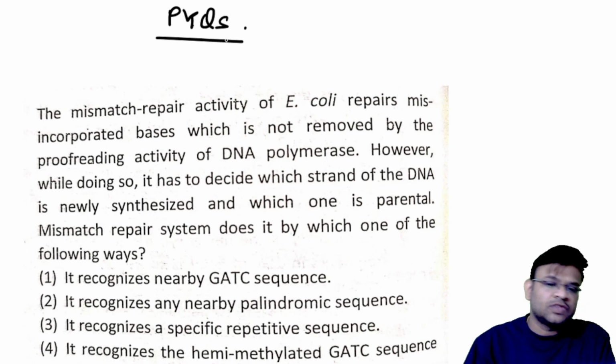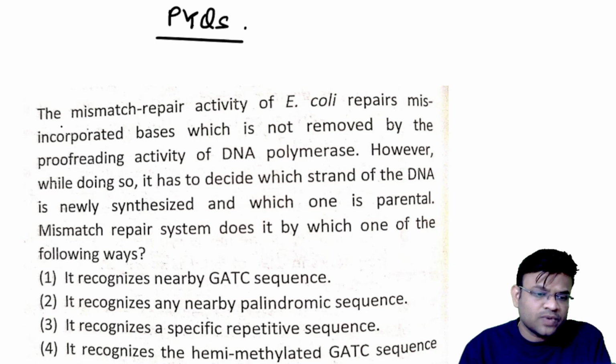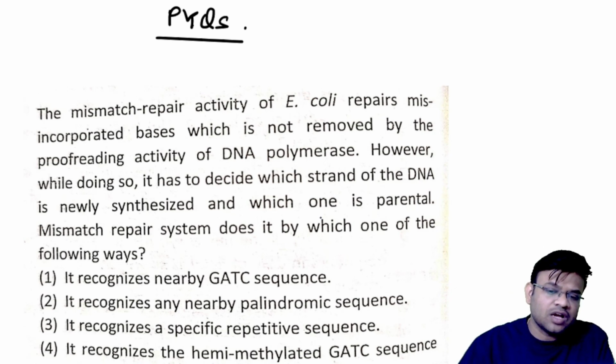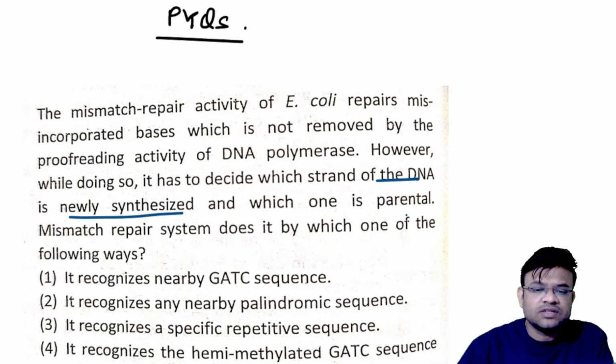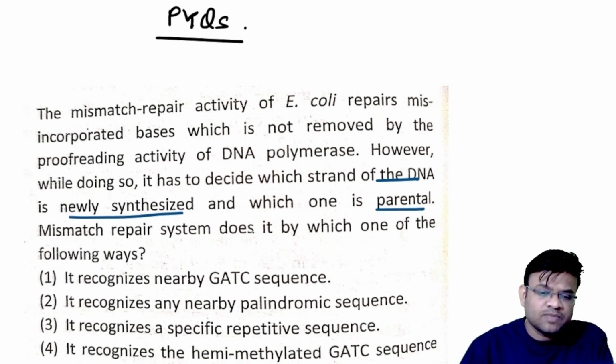Now these PYQs would be related to DNA repair system, of course. The first one is: the mismatch repair activity of E. coli repairs misincorporated bases which are not removed by proofreading activity of DNA polymerase. However, while doing so, it has to decide which strand of the DNA is newly synthesized. This is what we have been talking about. Which strand of the DNA is newly synthesized and which one is parental? That means which one is daughter and which one is parental. Mismatch repair system does it by which of the following ways?